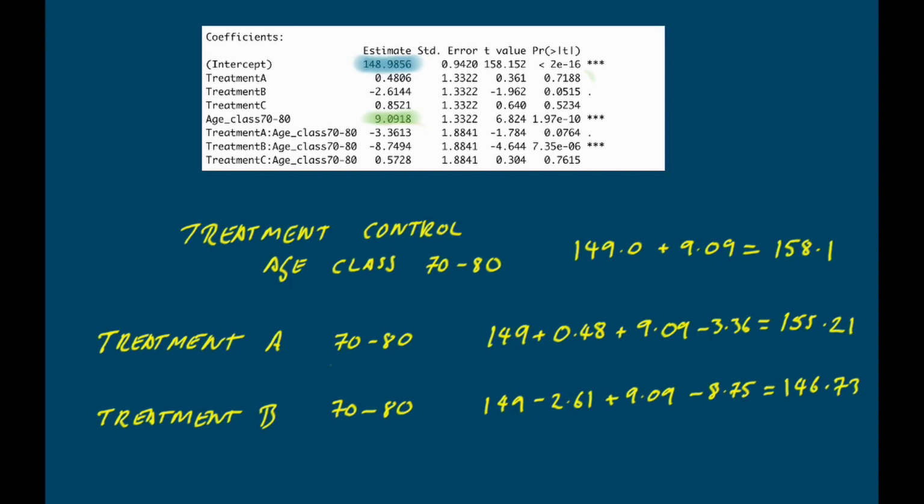And then moving on to treatment C, the last one, we calculate this in the same way. So first of all, what's the expected mean when you're in the younger age class? It's 149 plus 0.85.